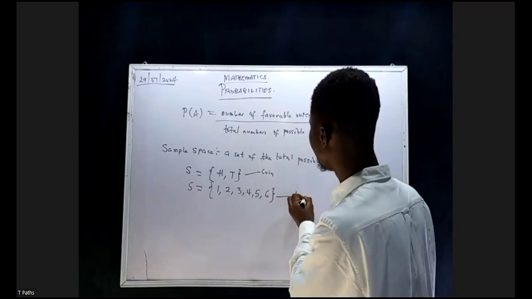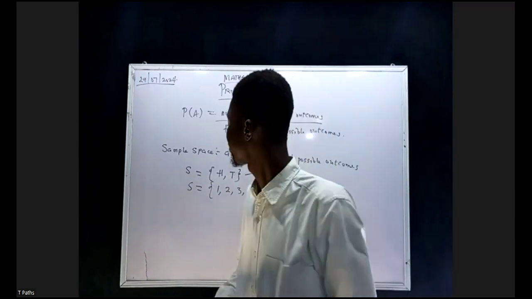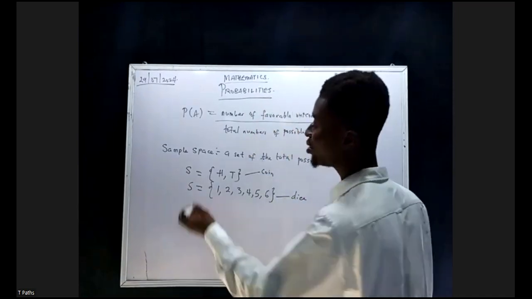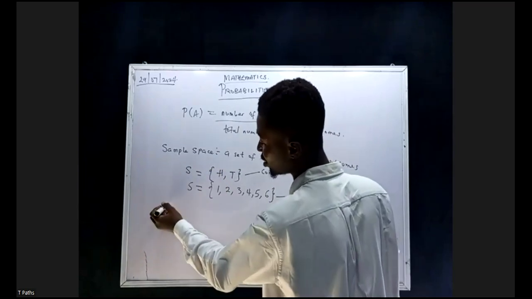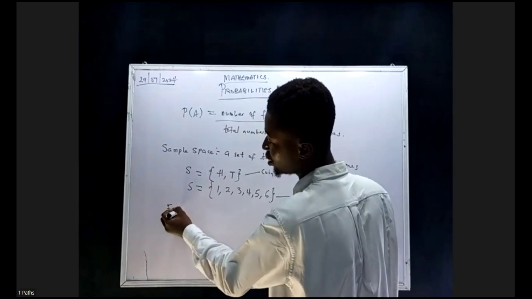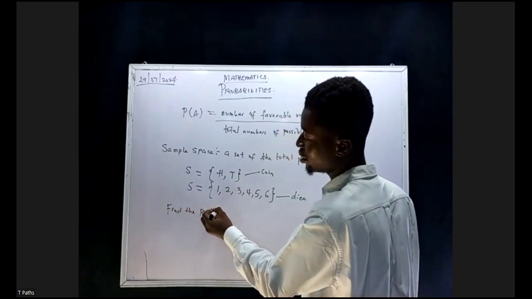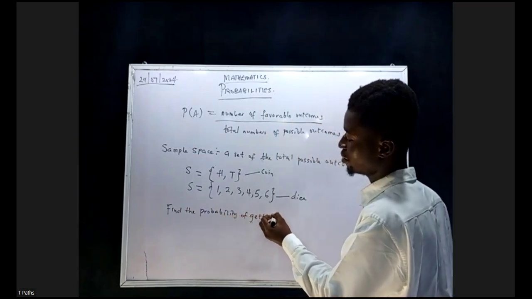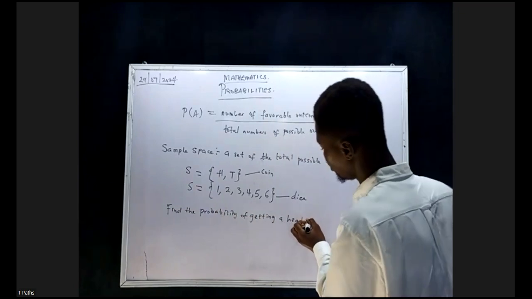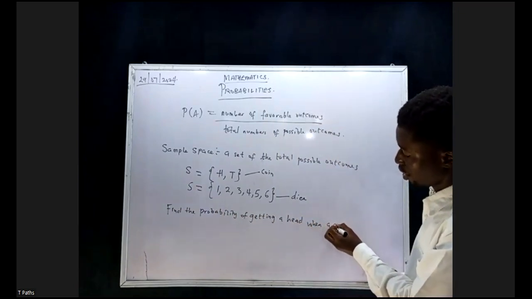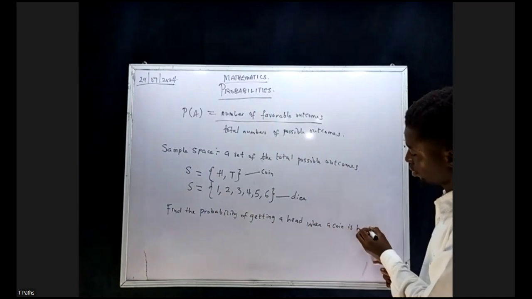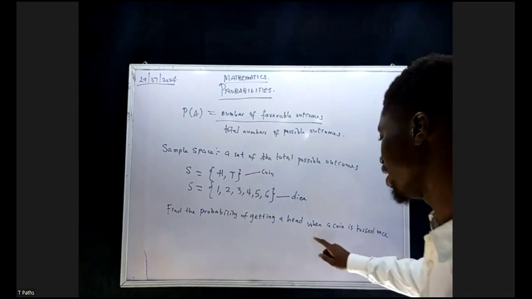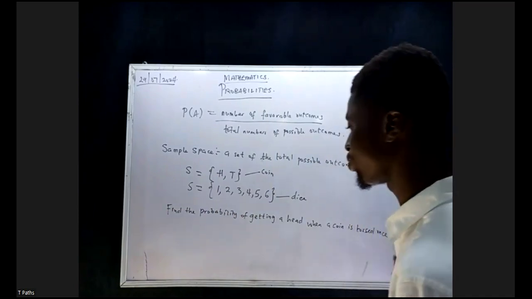So now let's calculate. If I'm asked, let's take a question: find the probability of getting a head when a coin is tossed once. I hope you can see that. Find the probability of getting a head when a coin is tossed once.